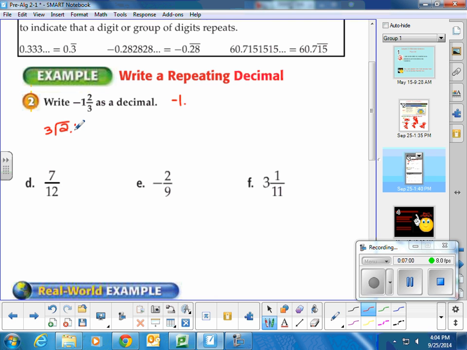3 does not go into 2, so I add a decimal point and a 0. 3 goes into 20 6 times, which is 18. 20 take away 18 is 2. Add a 0, bring it down. 3 goes into 20 6 times. 6 times 3 is 18, with the remainder of 2, which means you would add another 0, bring it down. We keep ending up with the remainder of 2, which means we're going to keep getting a 6 up here. So it's going to be -1.6 repeating. We put a bar over the 6, the bar notation over the 6.